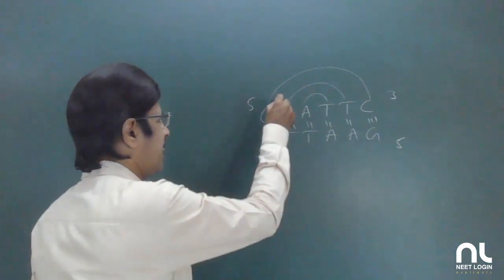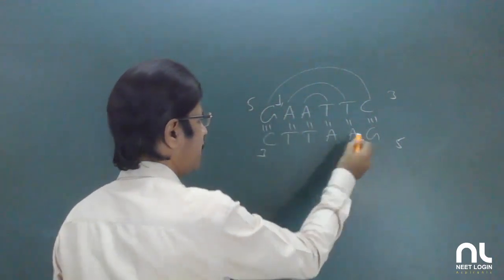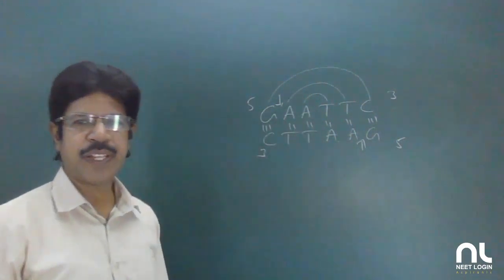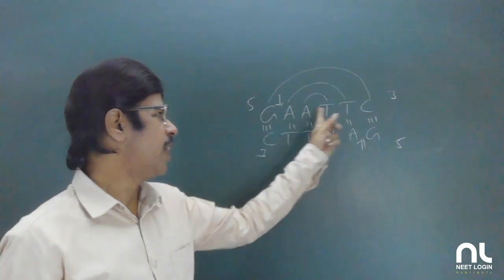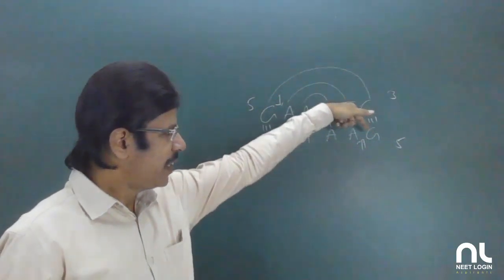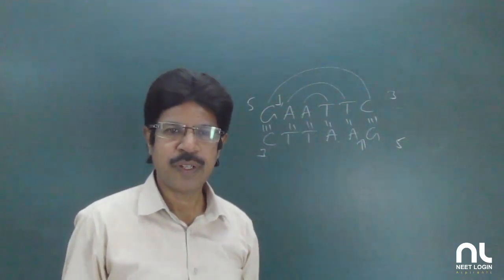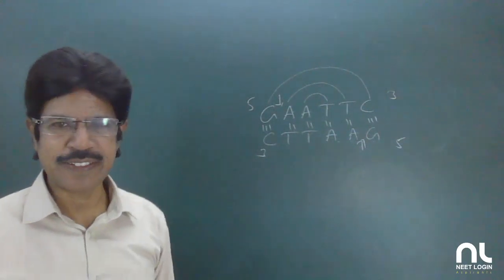And it breaks between G and A. That is purine, purine, purine, purine, 5-3 direction. Palindromic in forward, GAA, TTC. Orientation of reading kept the same, 5-3, GAA, TTC. Okay, it is a palindromic sequence.